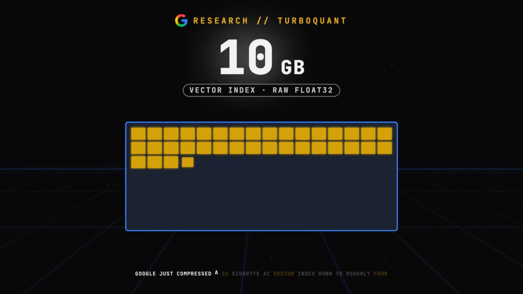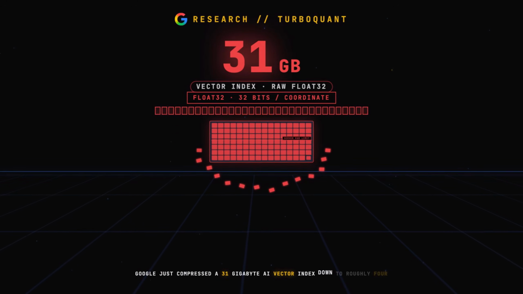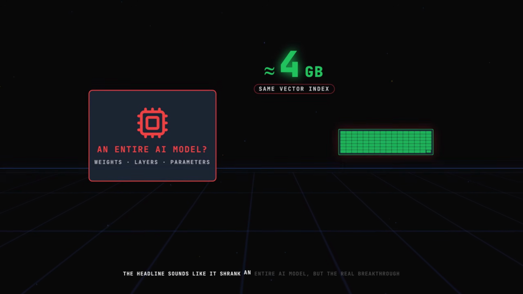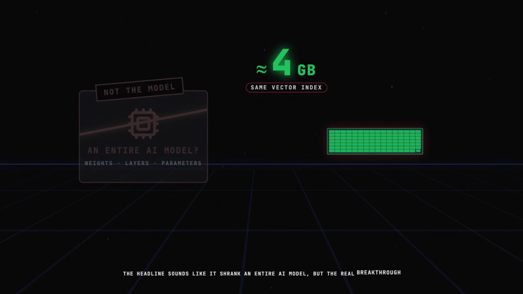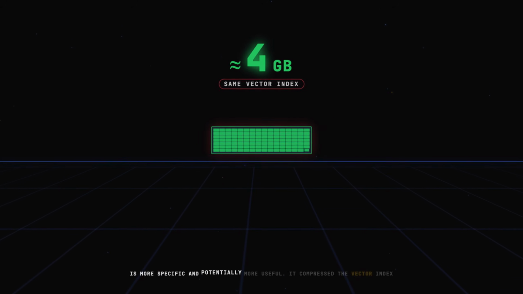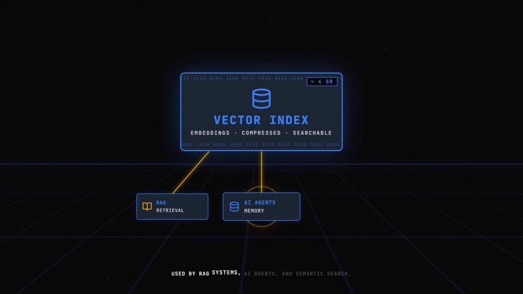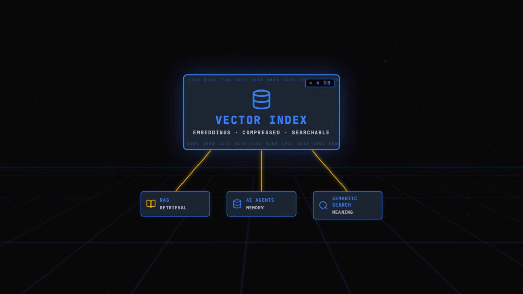Google just compressed a 31 gigabyte AI vector index down to roughly 4 gigabytes. The headline sounds like it shrank an entire AI model, but the real breakthrough is more specific and potentially more useful. It compressed the vector index used by RAG systems, AI agents, and semantic search.